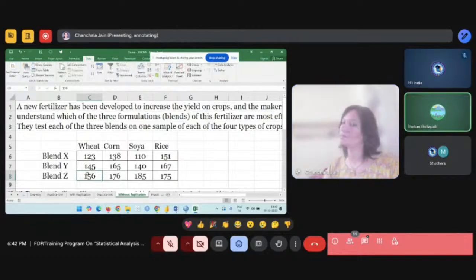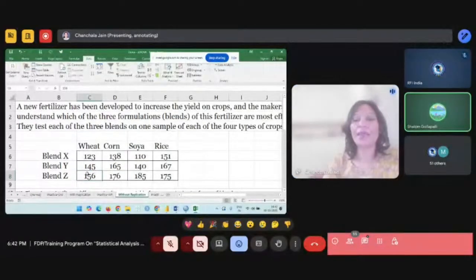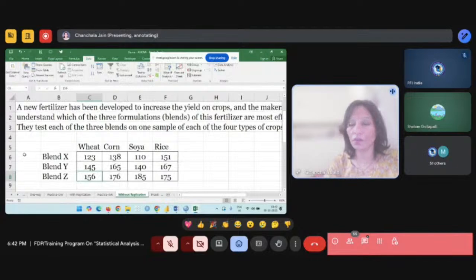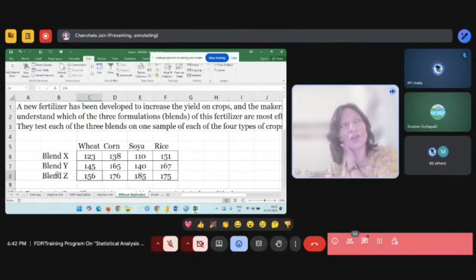Is it clear? Yes, ma'am. Fine. So we want to see, as this is a case of without replication, because you can see there is no replication. Only one sample of wheat was taken, only one time that blend X was used on them. So it is again an experimental kind of a study, right?